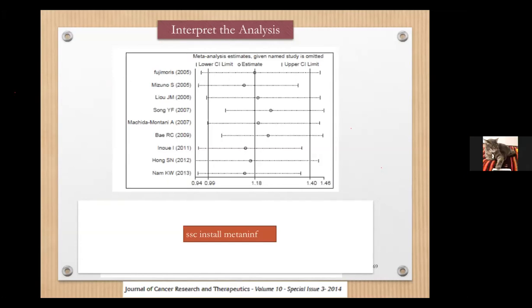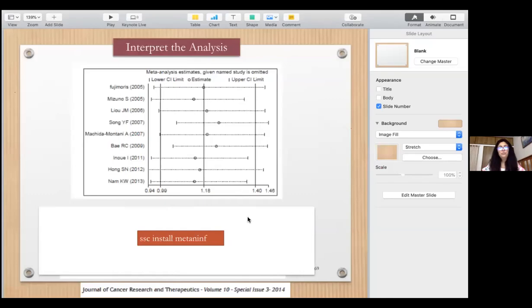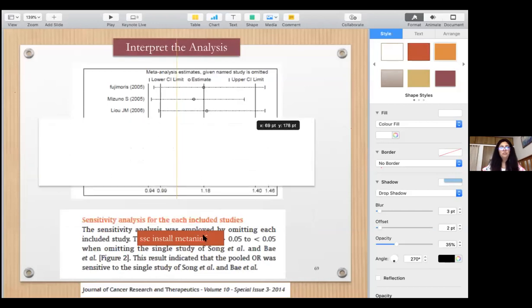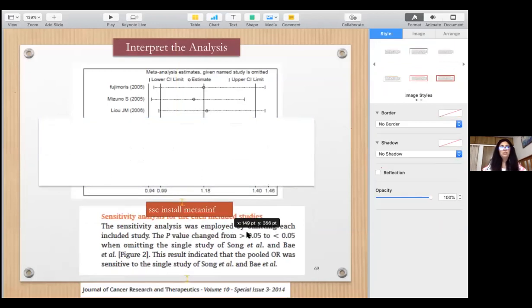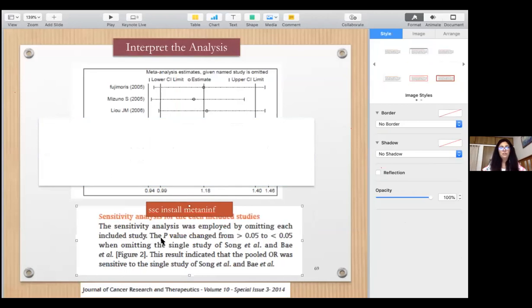But do you have to remove it? That's my question. I mean, if this study says something, how can you remove it from your analysis? You can't remove it, but I'll show you what the authors reported here. So this is how they reported it: sensitivity analysis was employed by omitting each study.